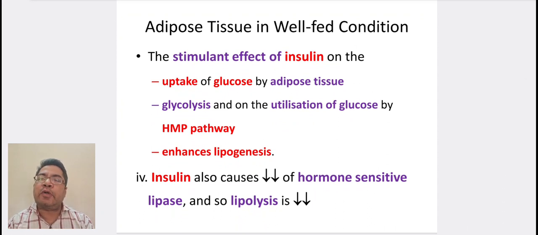A stimulant effect of insulin is seen on the uptake of glucose by adipose tissue, then glycolysis, on the utilization of glucose by the HMP pathway, and it enhances lipogenesis. Insulin also causes a decrease in the hormone sensitive lipase, and so lipolysis is decreased.